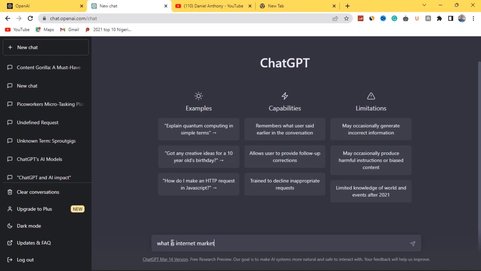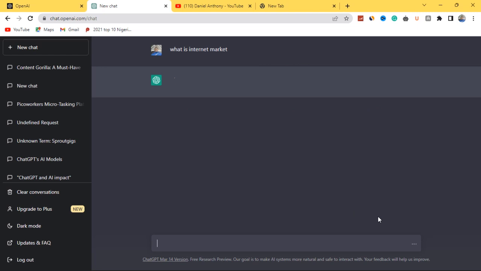The prompt I'm giving to this ChatGPT, which happens to be an AI, is what is internet marketing. ChatGPT will understand what internet marketing is, and it's going to give me a response, feedback, or result. So let's quickly hit enter and give it some time. As you can see, it's thinking. It's trying to generate feedback for the prompt I initiated, which is what is internet marketing. Let's give it some time to think and then give us feedback. As you can see, it's already generating it.